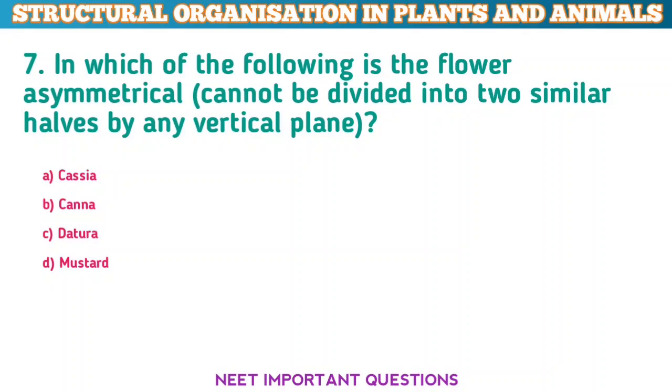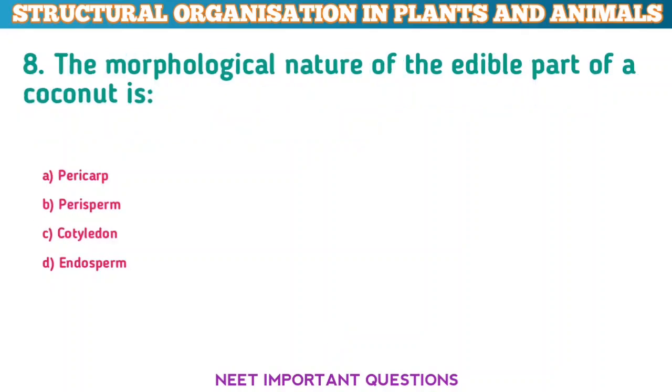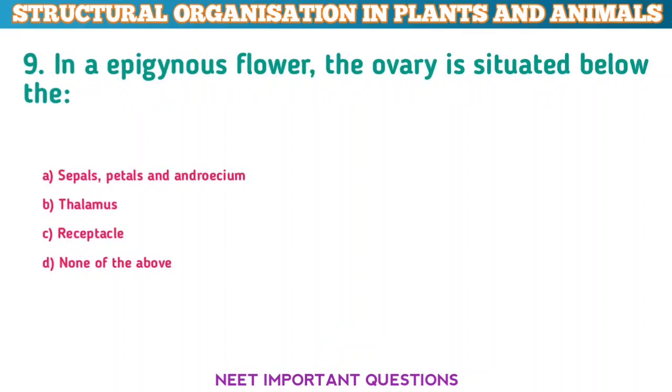7. In which of the following is the flower asymmetrical, cannot be divided into two similar halves by any vertical plane? Answer. B. Canna. 8. The morphological nature of the edible part of a coconut is. Answer. D. Endosperm. 9. In an epigynous flower, the ovary is situated below the. Answer. A. Sepals, petals and androecium.